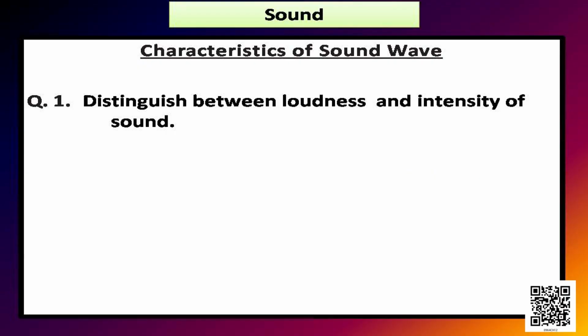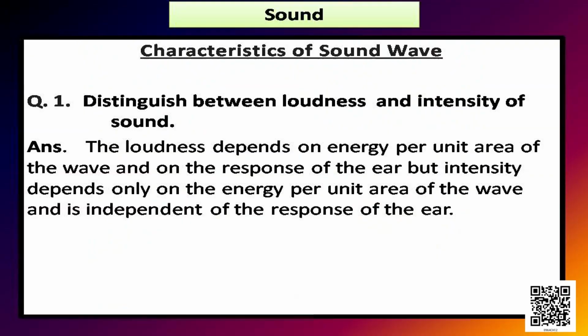Now, let us discuss a question regarding this concept. It says, distinguish between loudness and intensity of sound. Students, loudness and intensity both depend upon the amplitude of sound, but loudness is the physiological response of our ears to a particular frequency. Our ears are more sensitive to some frequencies as compared to others. Intensity is the amount of sound energy passing per second per unit area. It is proportional to the square of amplitude. Hope you understood the solution.